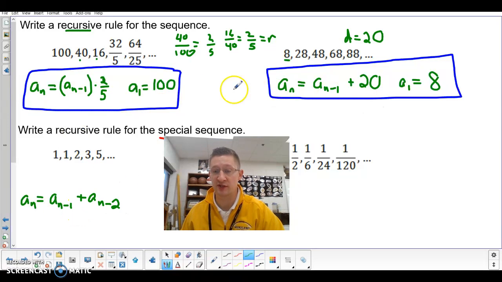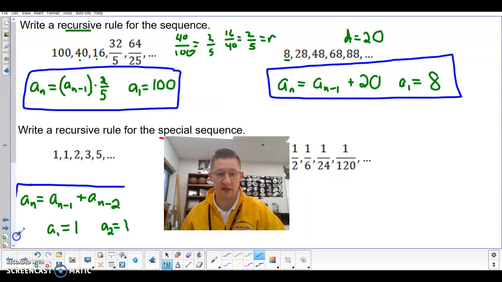Now, with our recursive rules, just like the two we did up here, we always have to say where we started, so I have to identify what's the first term. Now, with this one, because I'm using two previous terms, I actually have to identify not just the first term, but also the second term, because I have to have two terms to get rolling with this. So the first term is 1, and the second term is also going to be 1. And if I know those two terms, then I can go ahead and find the third term, the fourth term, the fifth term, the sixth term, etc. Okay? So there would be the Fibonacci sequence written as a recursive rule.